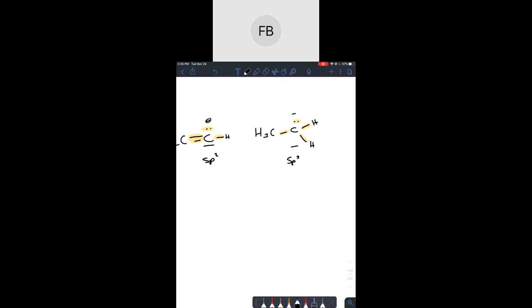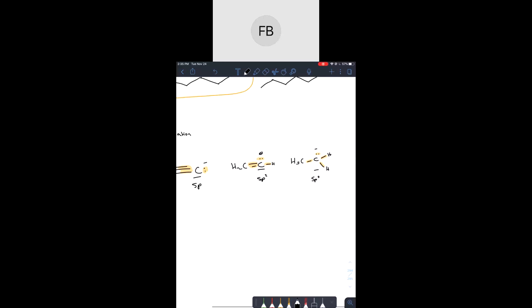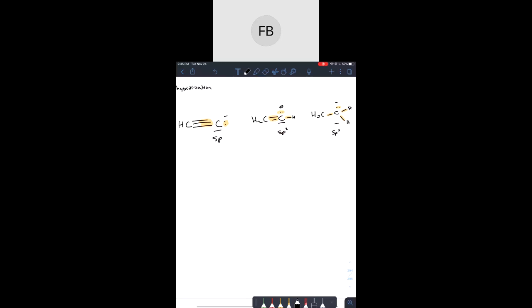Okay. And so basically, all you have to remember is that sp is more acidic than sp2, which is more acidic than sp3. Okay, and so that's one way of thinking about it.